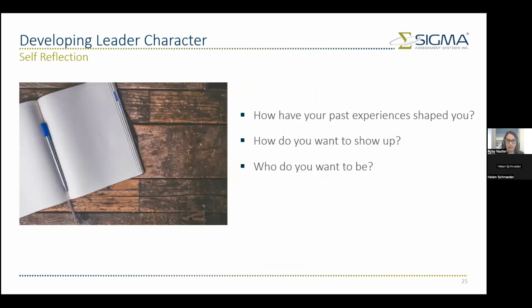Another activity that can be really beneficial is just engaging in self-reflection. And people have different ways to do that, obviously, but thinking about how have your past experiences shaped you, how do you want to show up, and who do you want to be? And it can feel a little awkward to engage in journaling, but it really is a research-based practice. So those are some questions that you can write about for a few minutes at some point if you're interested in that.